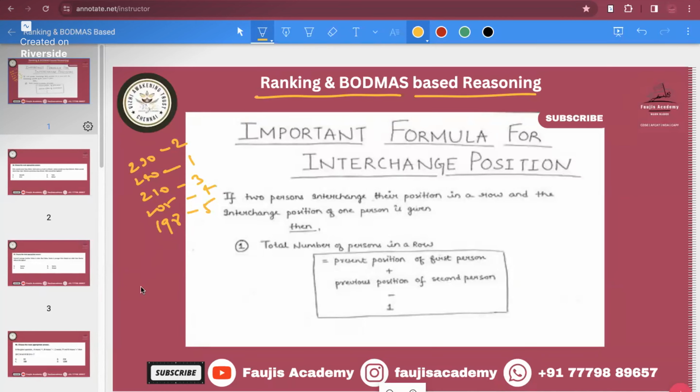So this is what ranking basically is, and more importantly, ranking type questions come like this: somebody is sitting in a row with 10 people, somebody interchanges their places from 1 to 9 and things like that. What is their new position? How many of the people are to the right of it, to the left of it, and things like that. It's pretty much intuitive.